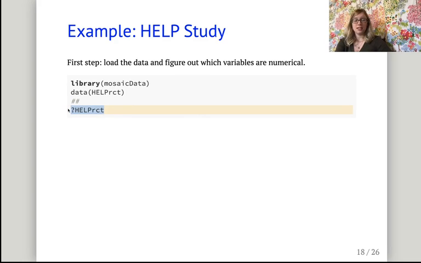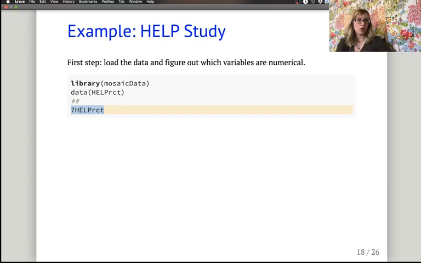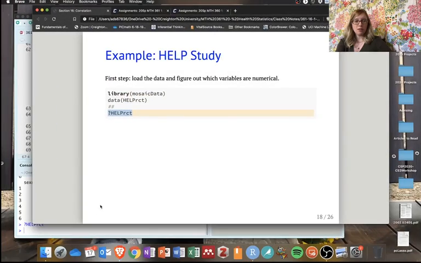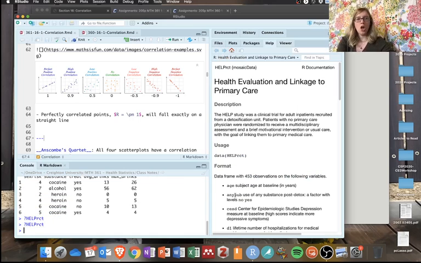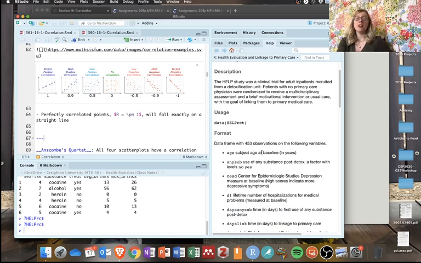First, I'm going to show you what this data actually looks like. Any data sets that come prepackaged in R, we can look at or view using a question mark. So I'm going to go to my R console and here type help RCT. When I do that, I get the documentation, or a list of all of the variables in this data set. So we have 453 observations.